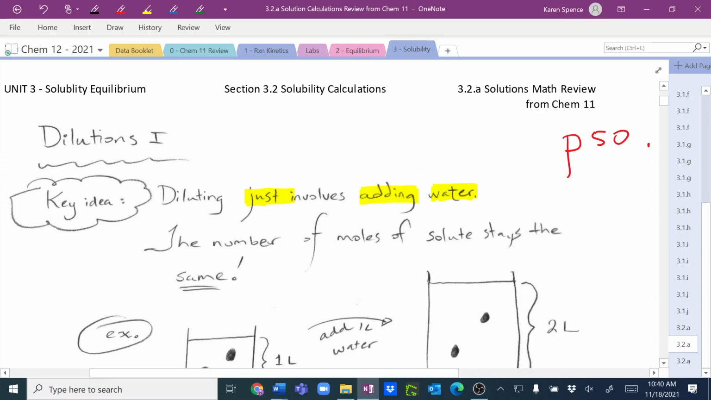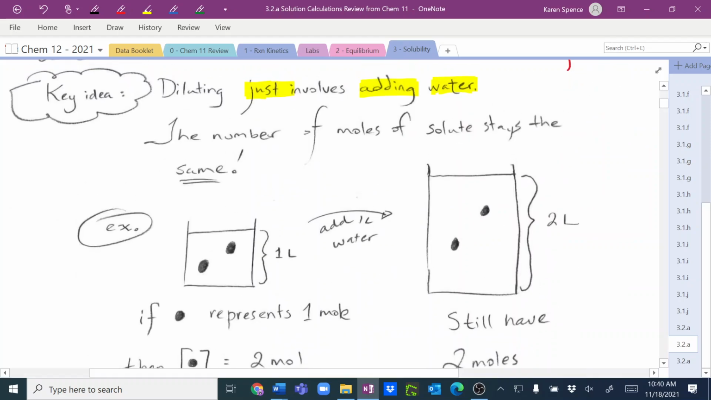If we just add water, are we changing the number of moles? No, because if we look, here's a little example. The number of moles remains the same, so the mole stays the same. If we look here, we have 2 moles. If we add 1 liter of water, we still have just 2 moles. And the only thing that has changed is our volume.